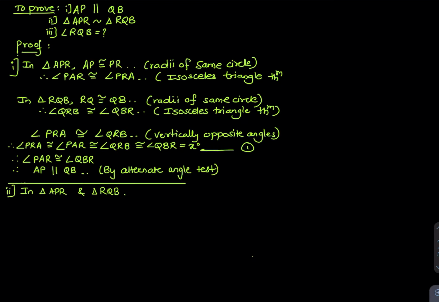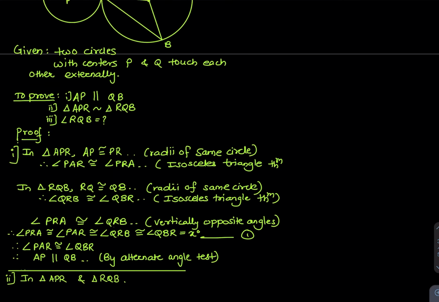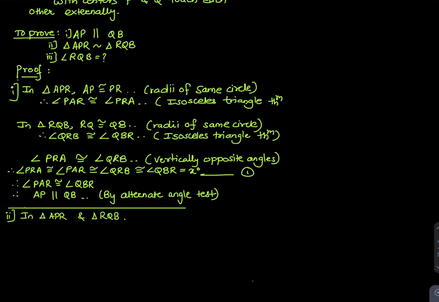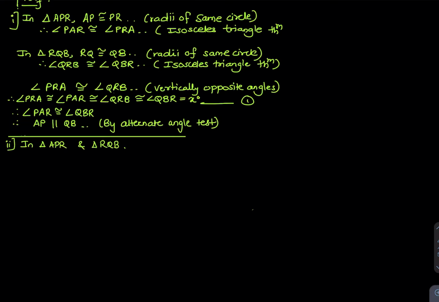Then for the second, in triangle APR and triangle RQB, we need to show that they are similar. For similarity, there are tests to verify whether two triangles are similar or not. So we are going to use the AA test: we have to prove that two angles in one triangle are congruent to two angles in the other triangle, then the two triangles will be similar. So first I will write which angles are congruent.